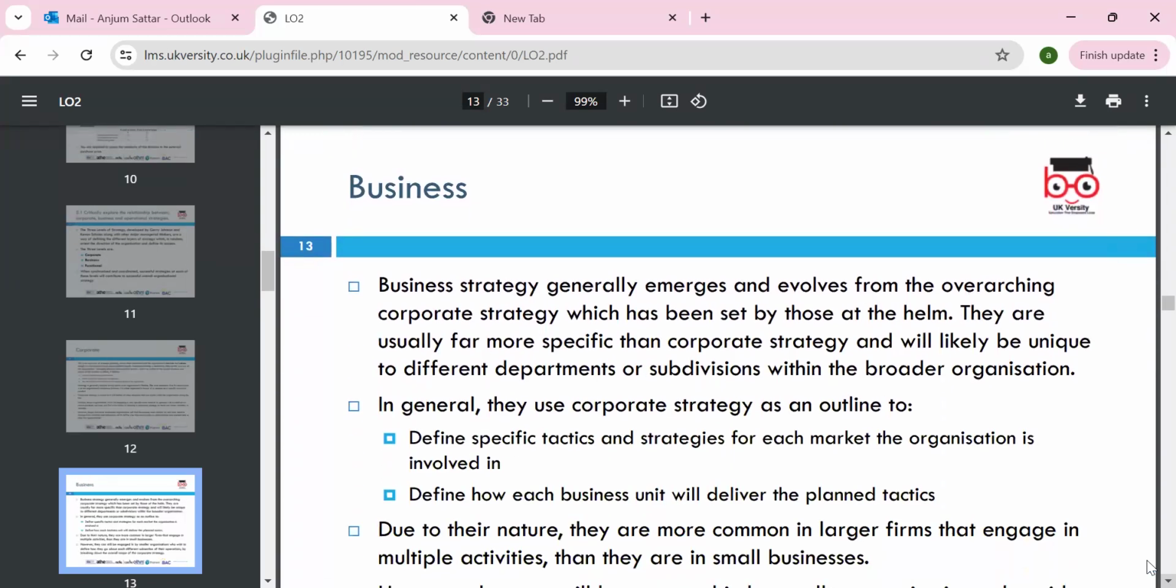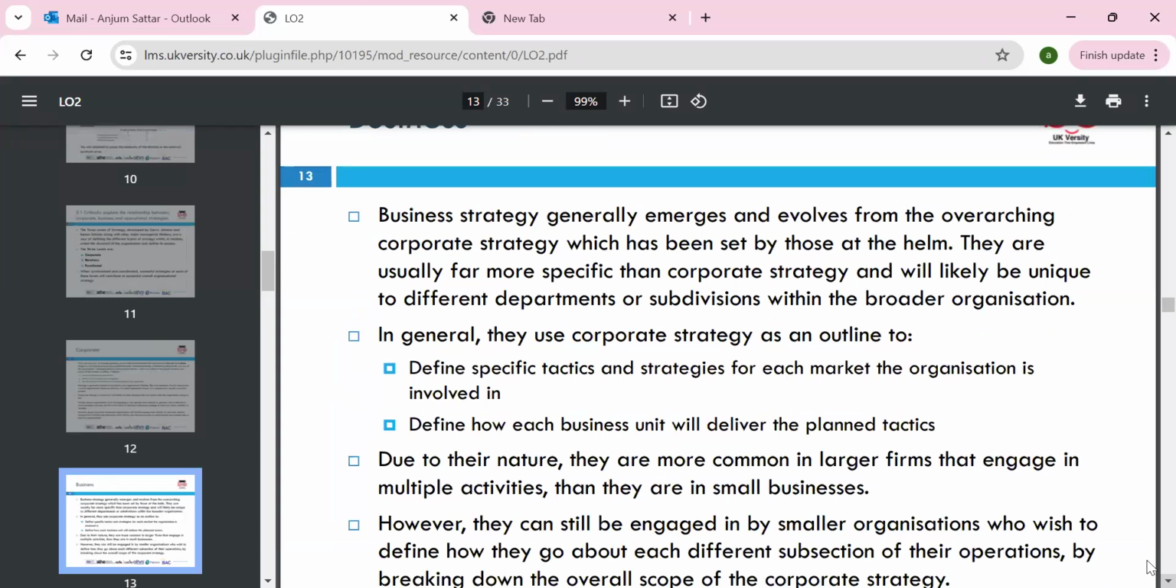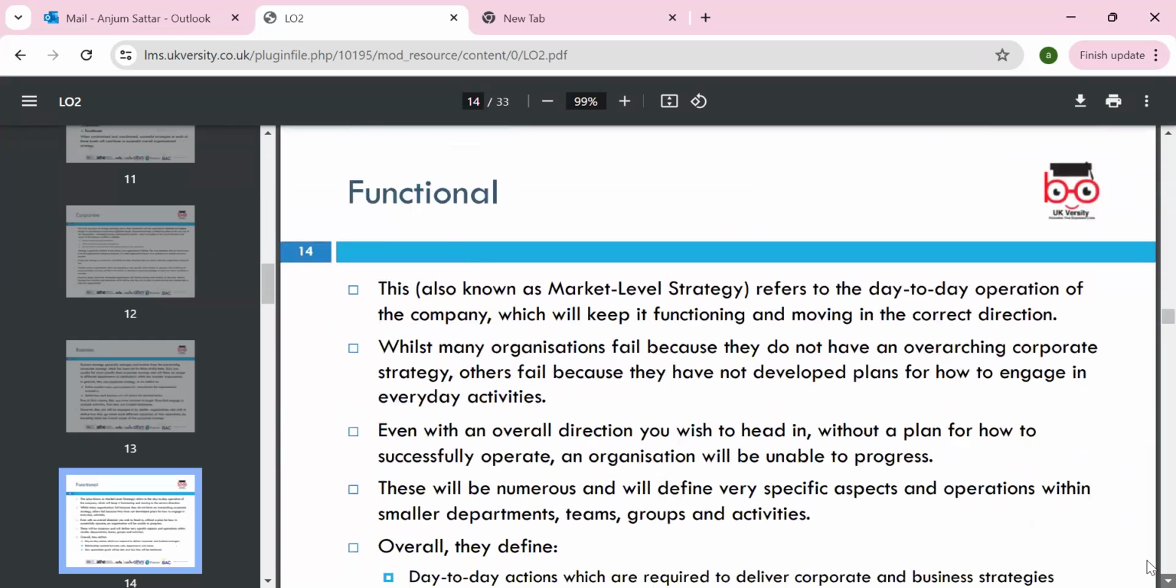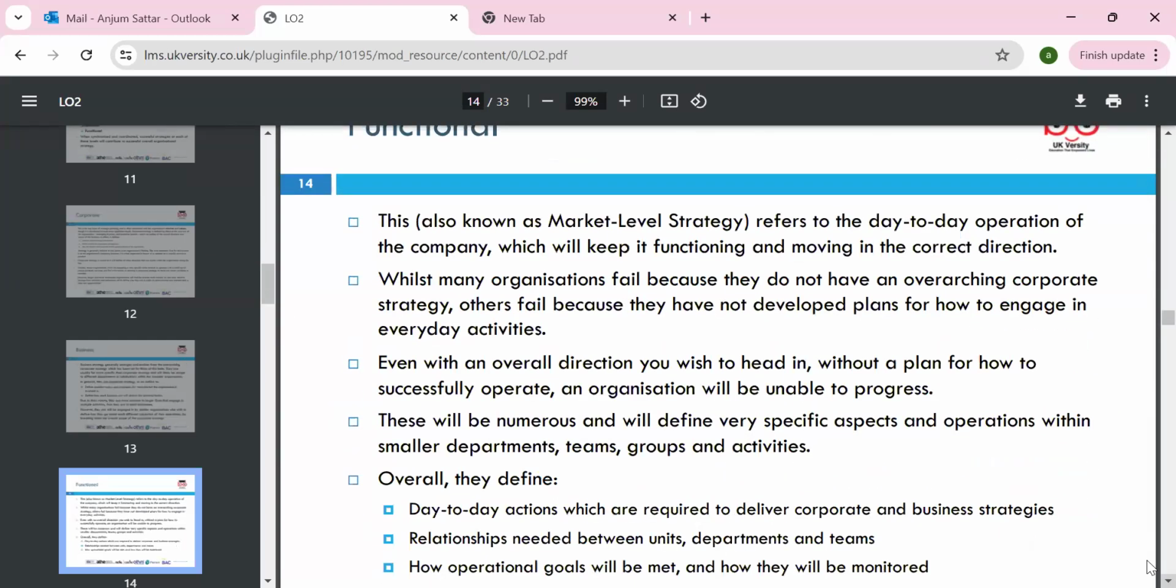Then business. The business strategy generally emerges from the overarching corporate strategy, and it is usually specific, with likely unique strategies for different departments and subdivisions. We can define the specific tactics to use, given the nature of larger firms engaged in multiple activities. Then we need the functional level, which is the day-in-and-day-out operation. The functional areas, such as marketing and HR, are all known as functional areas.